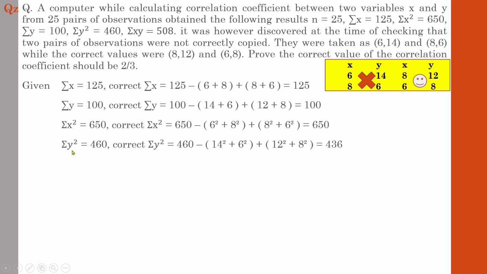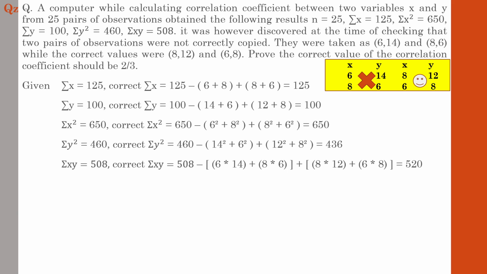Next one, sigma y square. Here it is 460. It is obtained by taking the sum of the squares of the variables of y. So 460 minus, see, in the y it is 14 and 6. So take their squares and deduct from 460, and here it is 12 and 8, take the squares and add back to 460. So here it is 436. There is a difference in the total because here we are taking the squares. After taking the squares only you are taking the sum. So quite naturally there will be a difference.